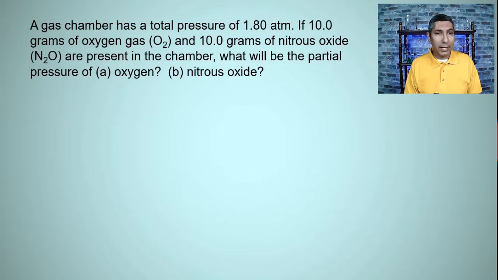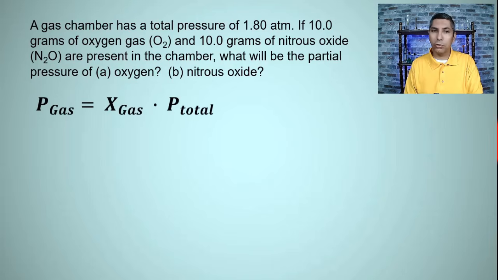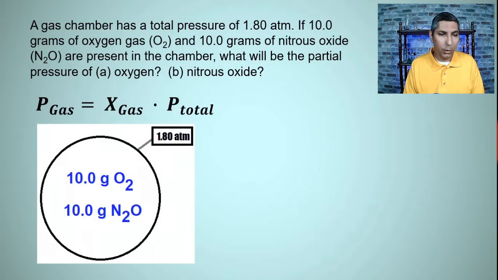This time it says a gas chamber has a total pressure of 1.80 atmospheres. If 10.0 grams of oxygen gas, O2, and 10.0 grams of nitrous oxide, N2O, are present in the chamber, what will be the partial pressure of part A, oxygen, and part B, nitrous oxide? So once again, this is a Dalton's law of partial pressures problem, so I'll put that equation up there. Just like in the other example, I like to draw a diagram. This helps me to see what is going on here in the problem.